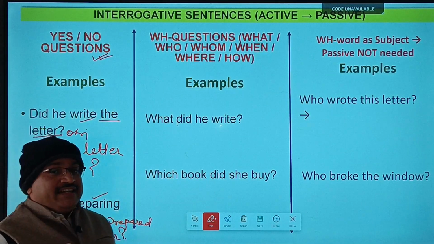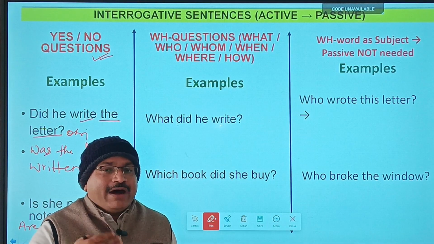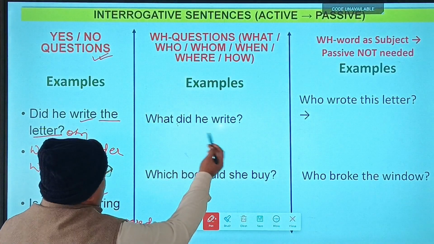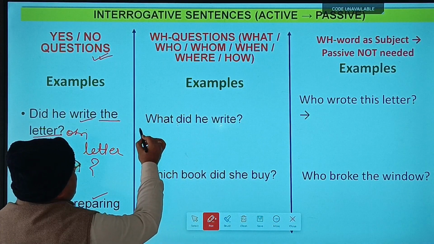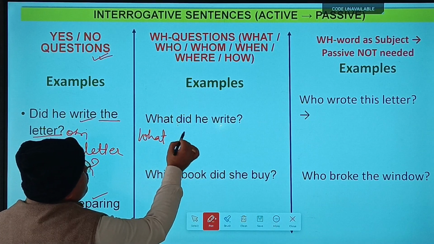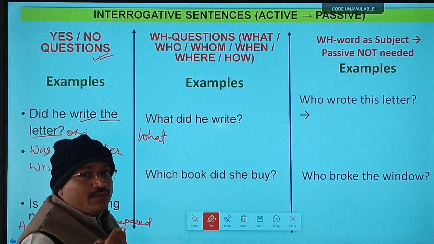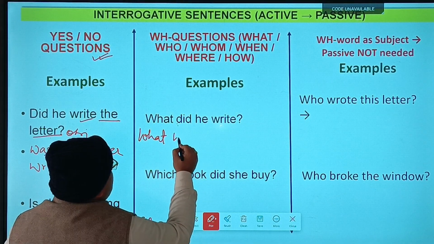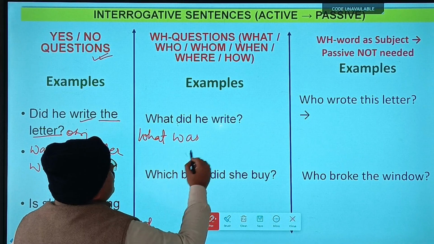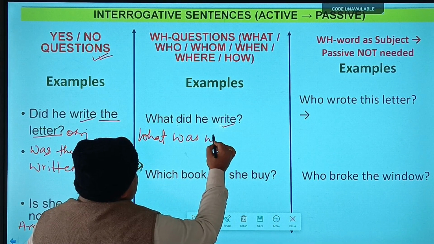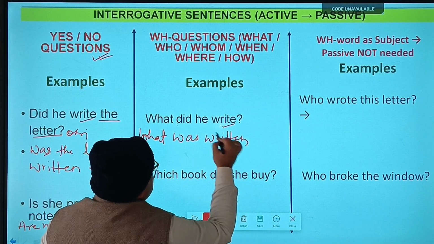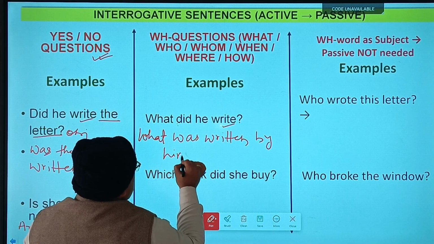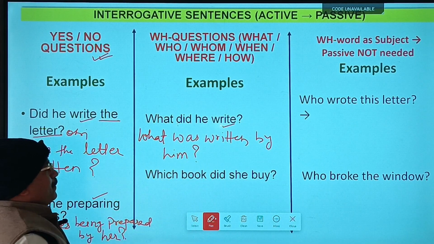Now the next, WH type of question. How to change WH type of question into passive voice? What did he write? So let us start in the same way. What? Simple past tense. What we use? Was, were. What did he write? So what was written? Write, wrote, written, and then subject will come at the end, by him. What was written by him?